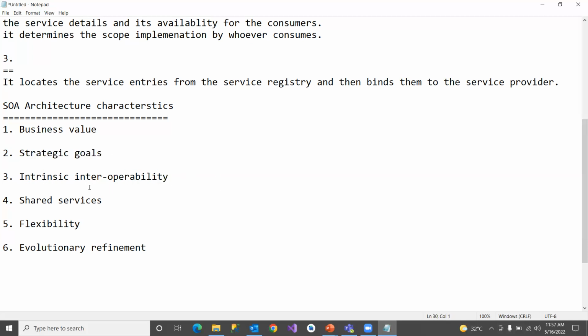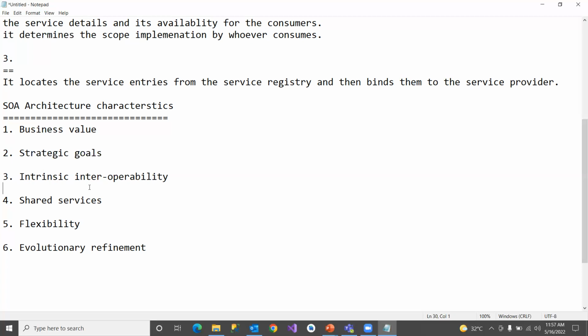So basically, it provides interoperability. It represents a fundamental goal of service orientation that establishes a foundation for the realization of other strategic goals and benefits. So it basically represents a fundamental goal to integrate any service, to establish a foundation for the realization of other strategic goals and other benefits.